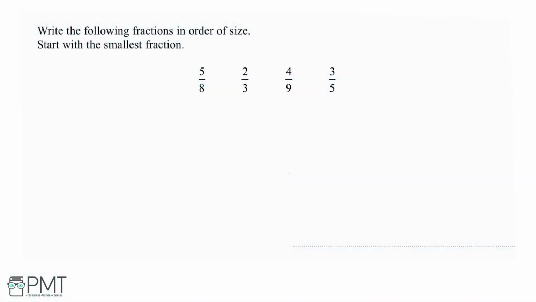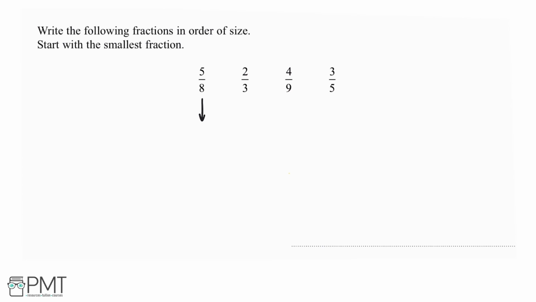Write the following fractions in order of size, starting with the smallest fraction. So it's quite hard to tell which is smaller and which is bigger just by looking at the fractions. However, it's much easier for us to compare them if we convert them into another form. So we can convert them into decimals or percentages or something like that. So let's start by converting to decimals.